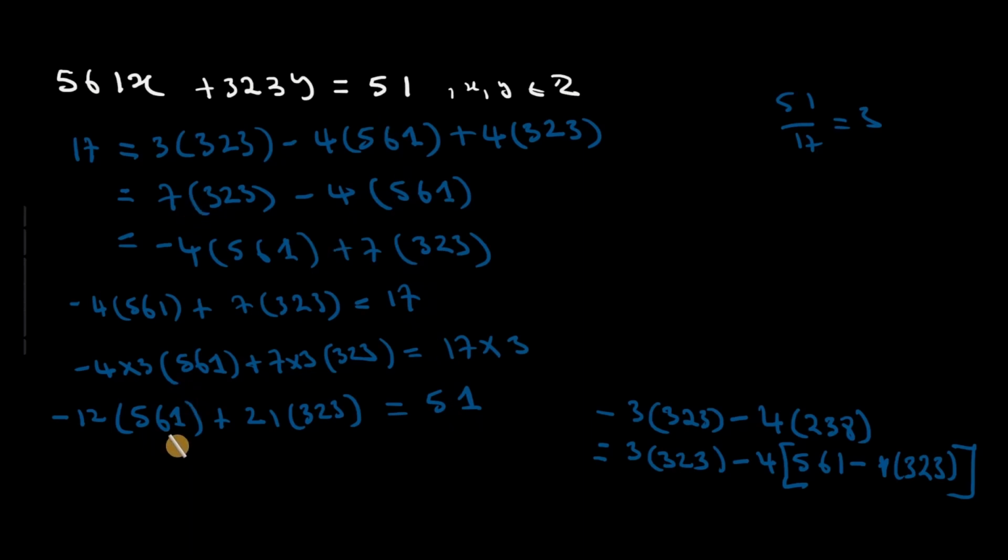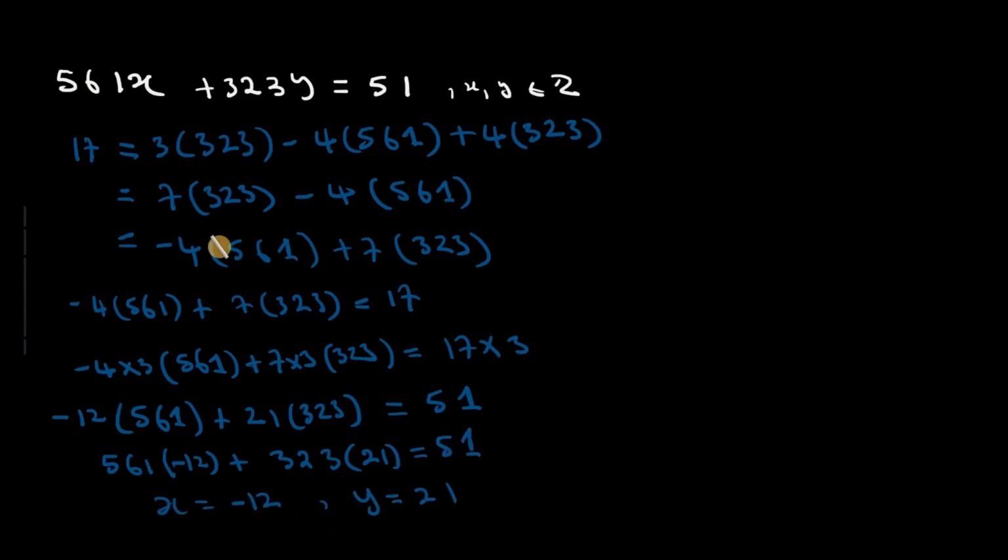I have to rearrange this equation to look exactly like this. 561 is in front, so I need to put it in front and I put minus 12 behind, so that I should be able to compare. So now I have 561 into minus 12 plus 323 into 21 is equal to 51. These two values are one of the many solutions of this equation. Let's say this x here was x naught, one of the many solutions.